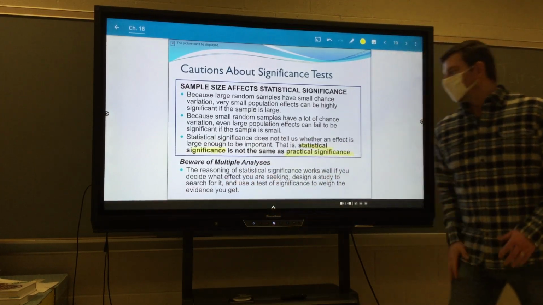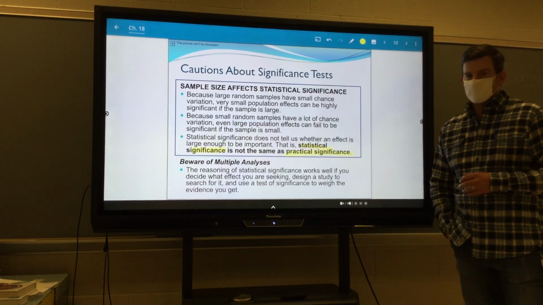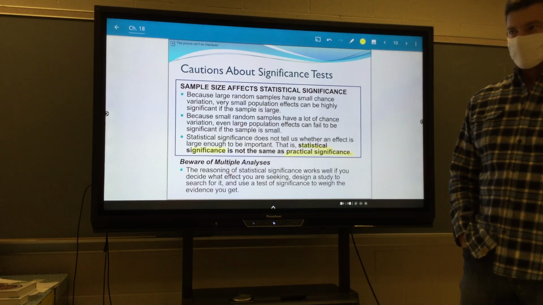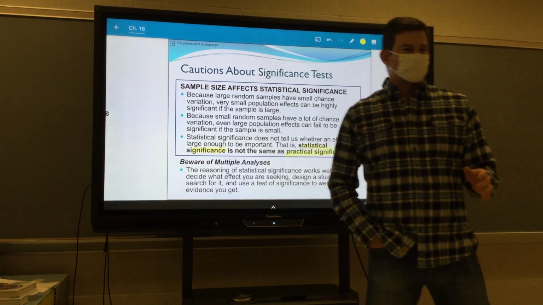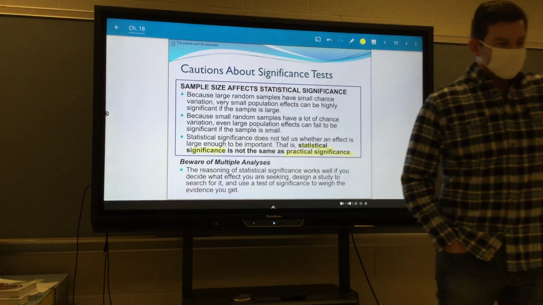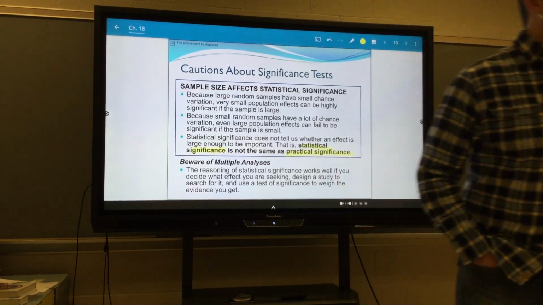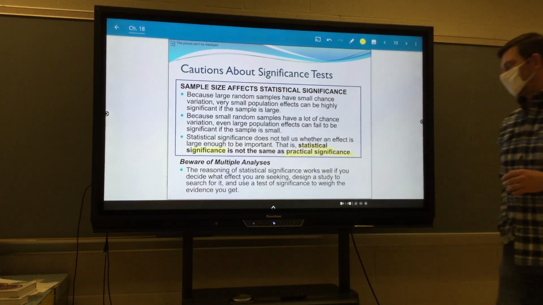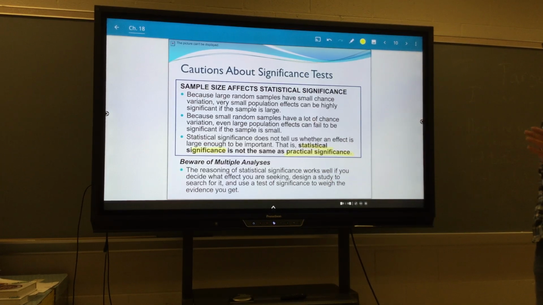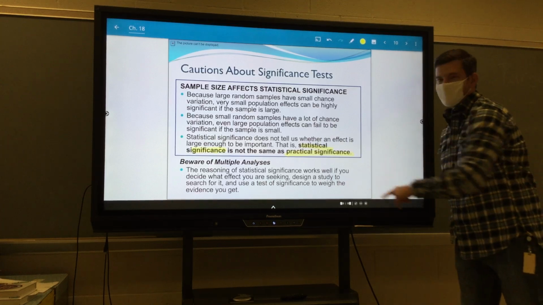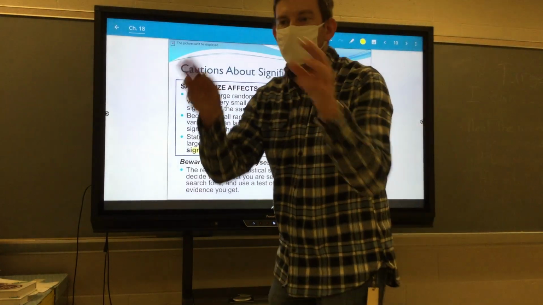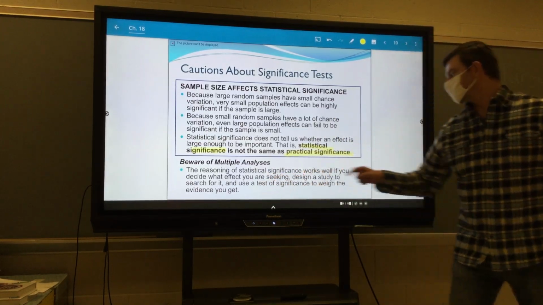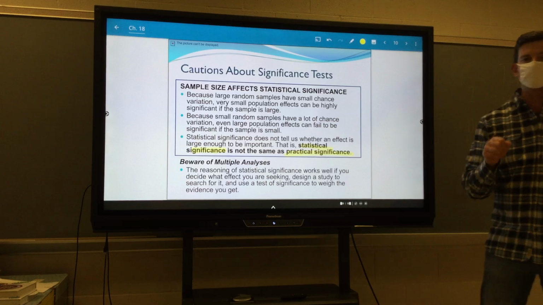You want to be aware of multiple analyses. And that seems a little counterintuitive, right? Like, you get a doctor, I'm going to perform a battery of tests to figure out exactly what's going on. Okay? Well, the reasoning of a statistical significance, it works well if you decide what effect you are seeking, design a study that catered to measure that effect. And you search for it, and you use a test of significance to weigh the evidence that you get.